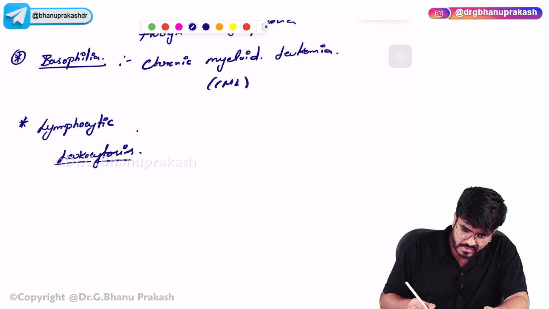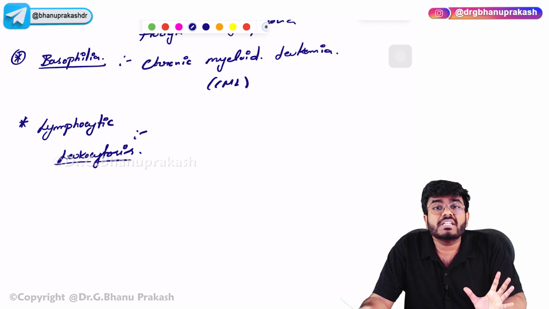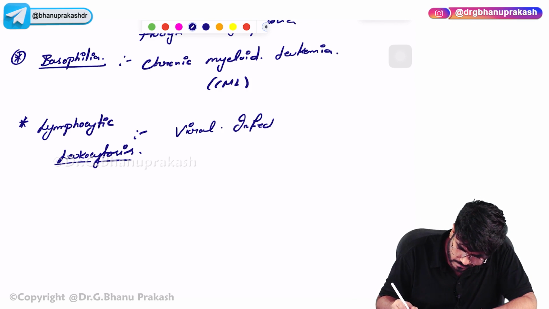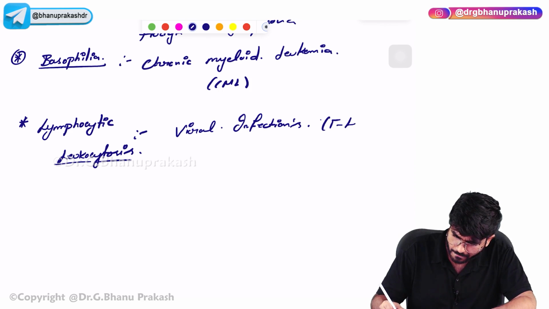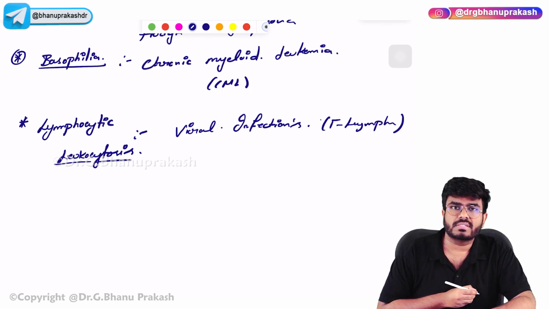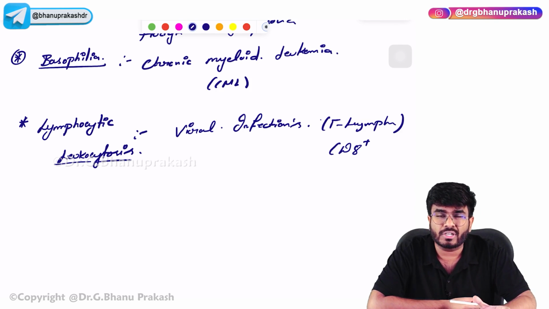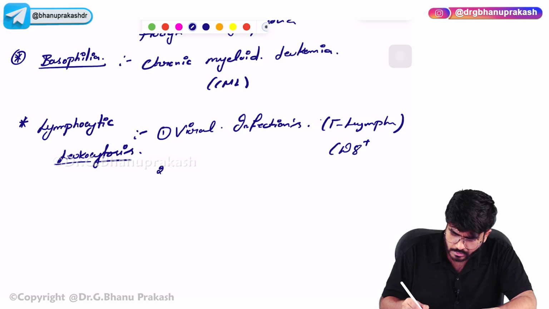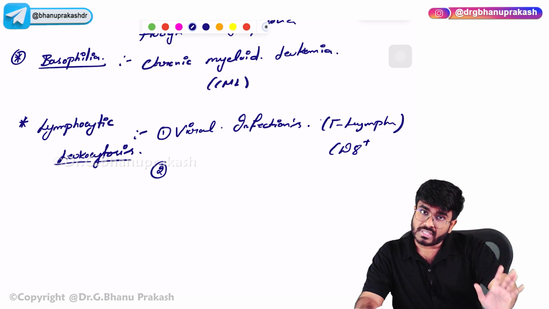In which conditions will you see lymphocytic leukocytosis? The lymphocyte count is going to be especially increased in viral infections. So T lymphocytes, especially which T lymphocytes? CD8 positive T lymphocytes, the T cytotoxic cells, not the T helper cells, are going to be especially increased in number in viral infections. Usually this is something normal. In viral infections, T lymphocytes are elevated, causing lymphocytic leukocytosis.